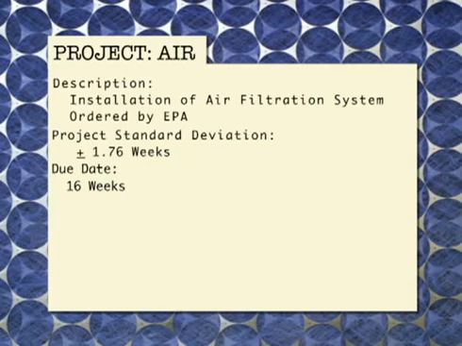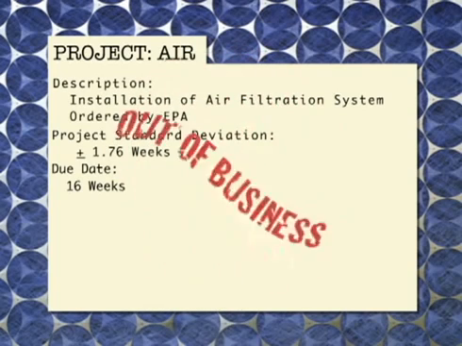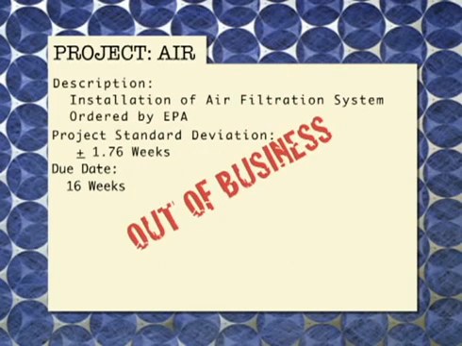Because if they are over by 1.76 weeks, they're going to shut their company down. They are not going to be able to do business. They're going to lose money until the project is complete. And then you've got to get people out there to inspect it. So it could be far longer than 1.76 weeks that they're going to be shut down. So we want to avoid that.